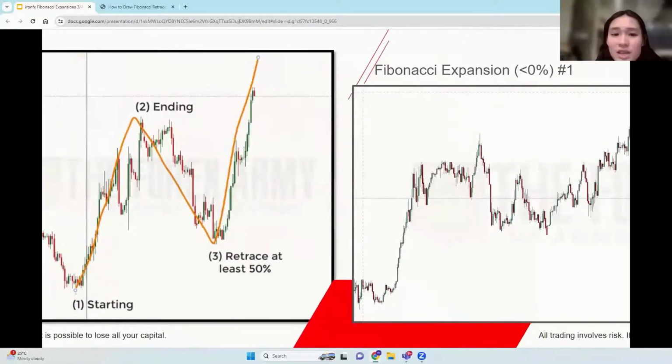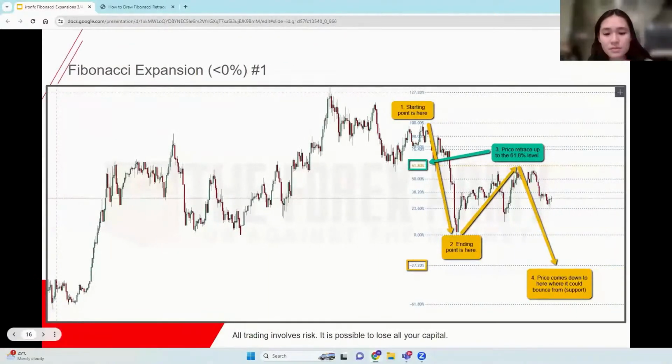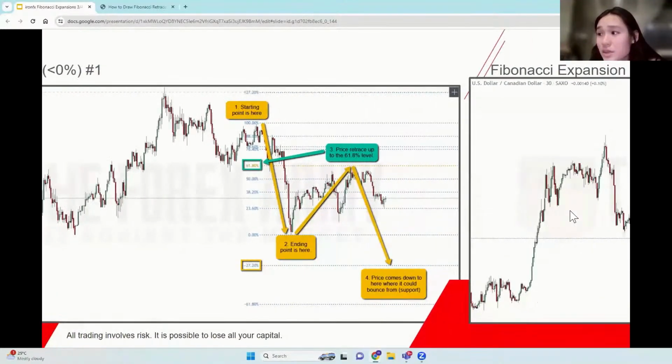Okay, so here's our first example. Here we can see how exactly it plays out. We have a starting and ending point here and here. We can see the price retracing 61.8% of the retracement that we've identified. And then we see how to make use of the support in the negatives. Here you can see we have a minus 27.2 that we're observing. So we're expecting price to retrace back here, and we're expecting it to bounce off of this support level, which you can see in this example it did do.